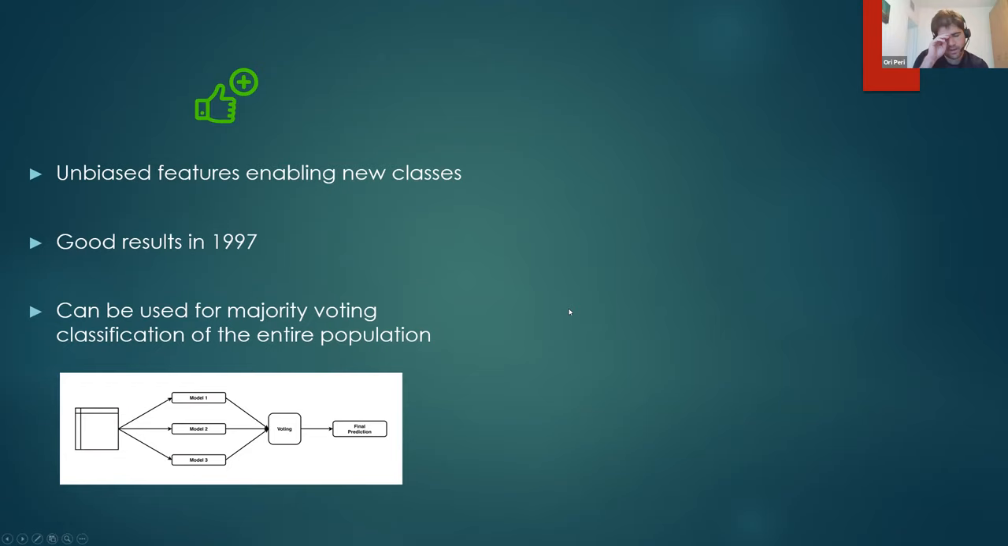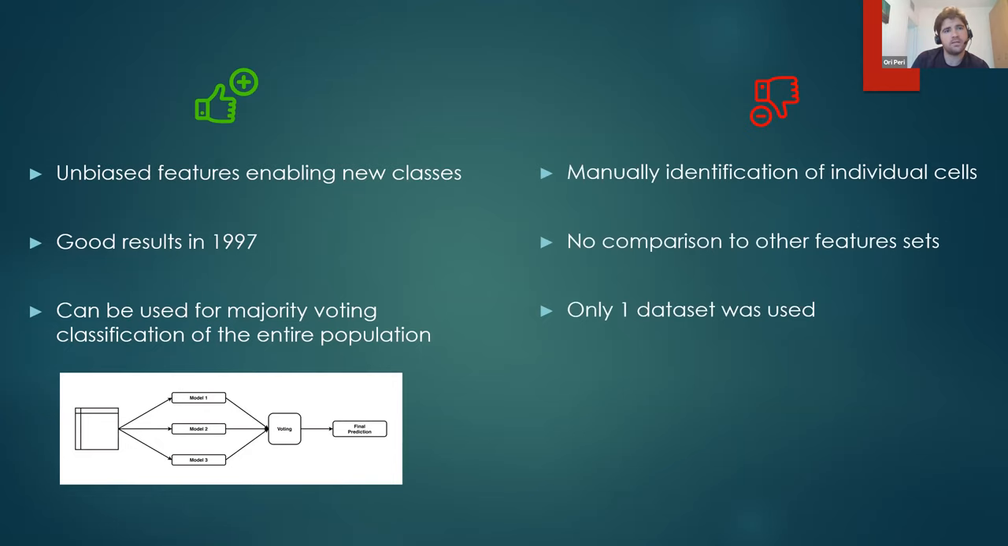One more advantage they mentioned, also similar to what Assaf just showed last week in his paper, is the fact that they can classify individual cells and then use this classification in a majority voting rule to classify the entire population. Some minor disadvantages we can identify are, first of all, the fact that they have to identify the individual cells manually, and of course we can have better automation for that these days. And although it was 1997, they didn't actually compare to other feature sets or to other data sets in general.